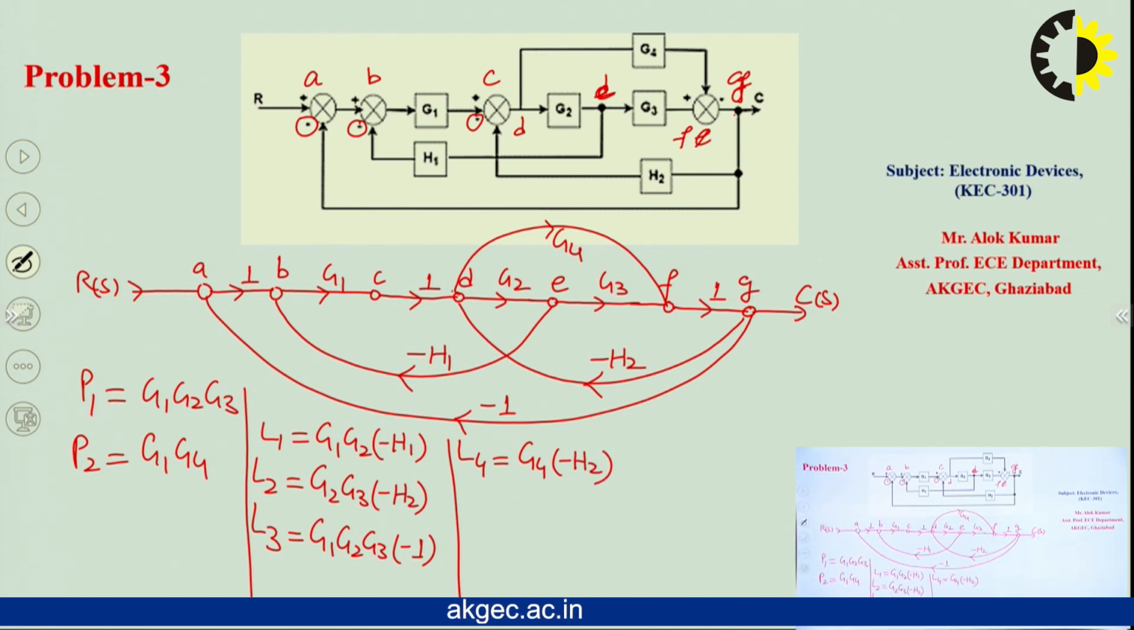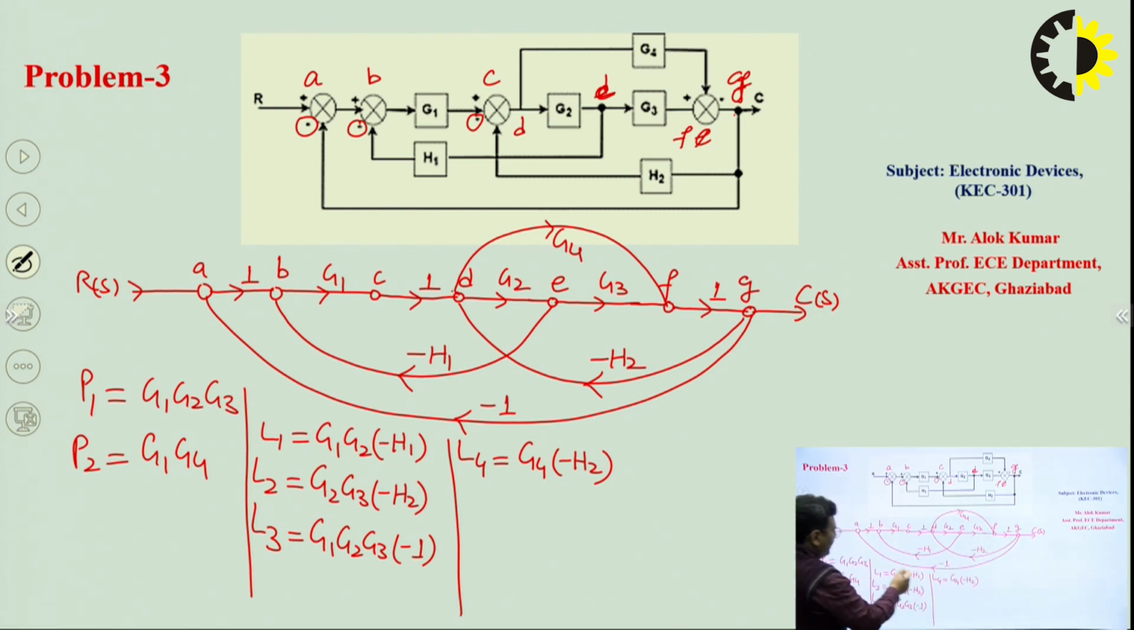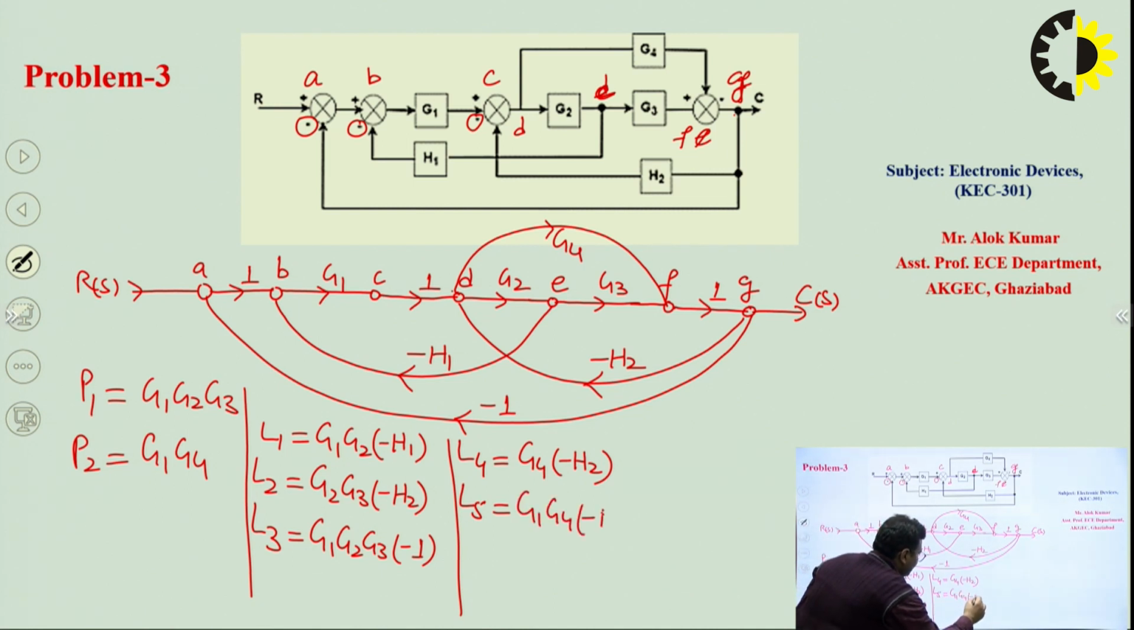Any other loop we can find? We can go from node A to node D to node F to node G and come back to node A. This will be loop number 5. So the gain will be G1 G4 into minus 1. Okay, so I think these are the 5 loops that are possible in this signal flow graph.